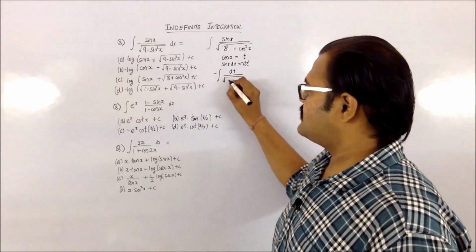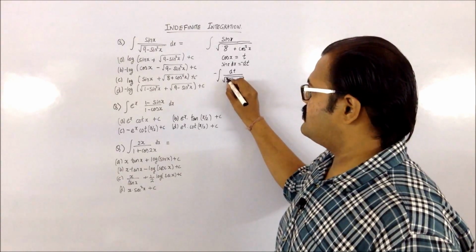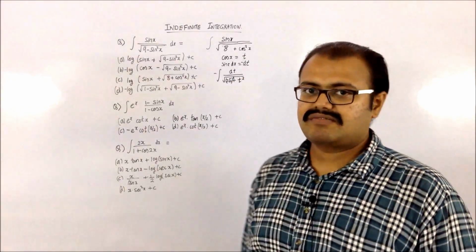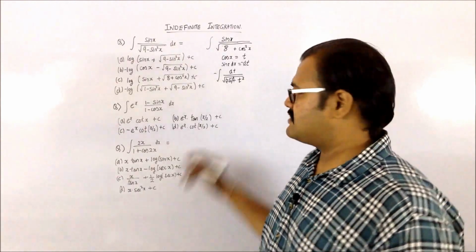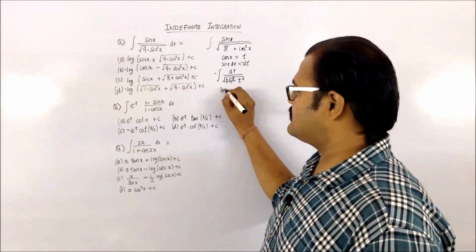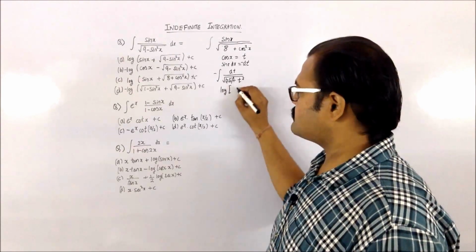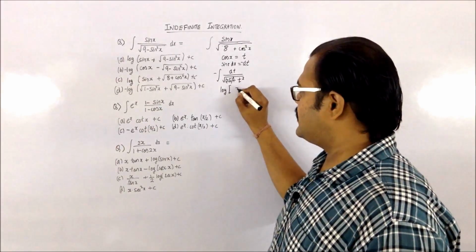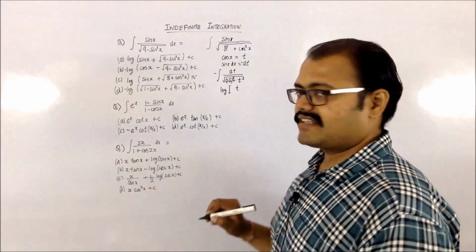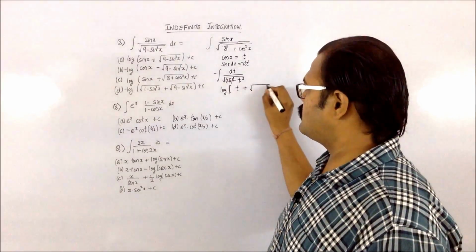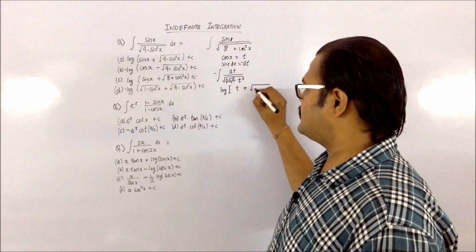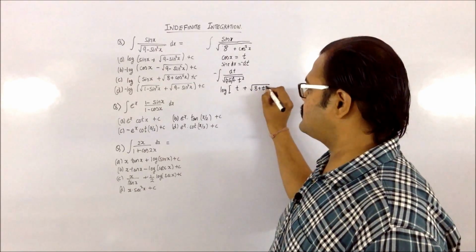Which you can write as root 8 the whole square plus t square. So this is of the form 1 upon root of a square plus x square, which we have already seen the formula as log of x, which in this case is t, plus root of whatever is present inside it. So it's going to be 8 plus t square.